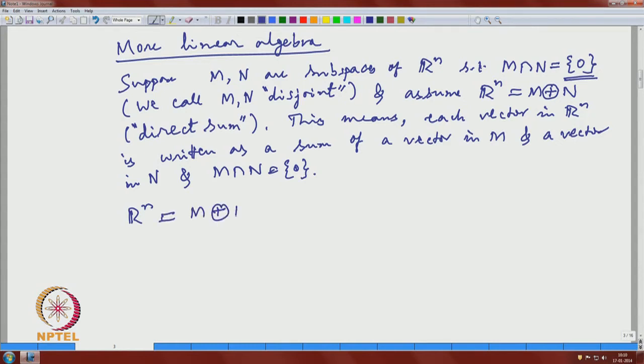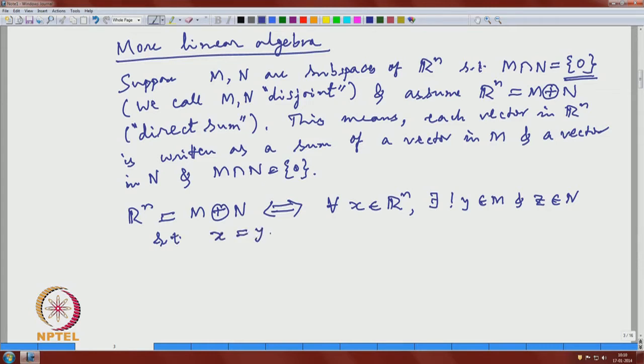M direct sum N, if and only if for all x in Rn there exists unique y in M and z in N such that x equals y plus z. Okay, that should happen. And this is easily extendable to any finite number of subspaces, and that is what we are going to do.